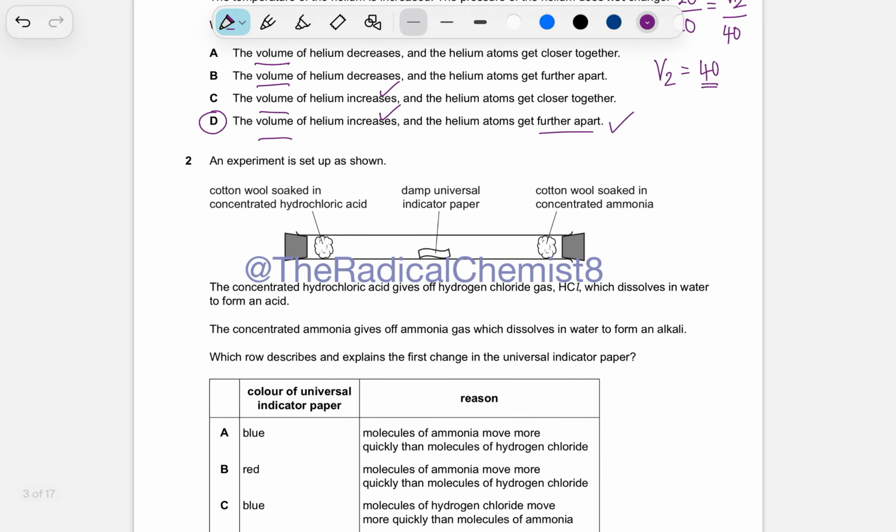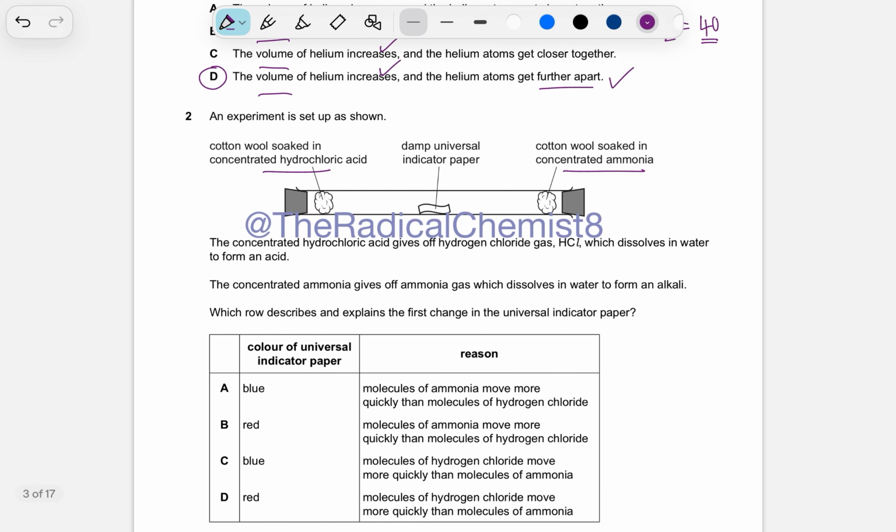Question 2, it says an experiment is set up as shown. Cotton wool soaked in concentrated hydrochloric acid on one side of this tube and cotton wool soaked in concentrated ammonia. It says the hydrochloric acid gives off hydrogen chloride gas, which dissolves in water to form an acid, and the concentrated ammonia gives us ammonia gas, which dissolves to form an alkali.